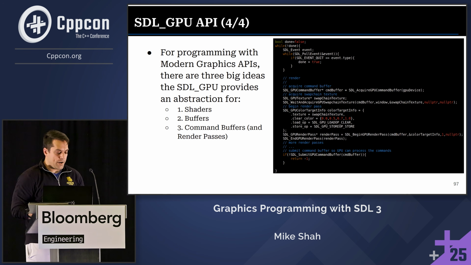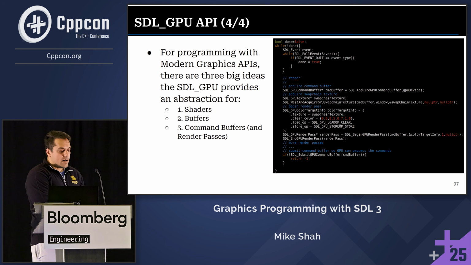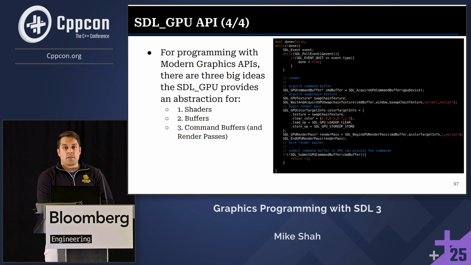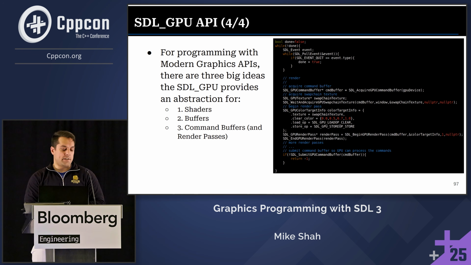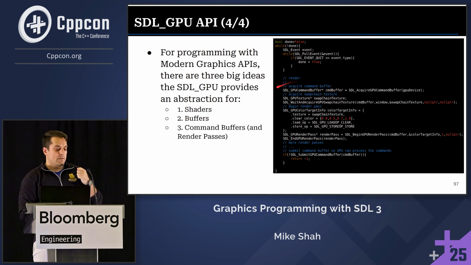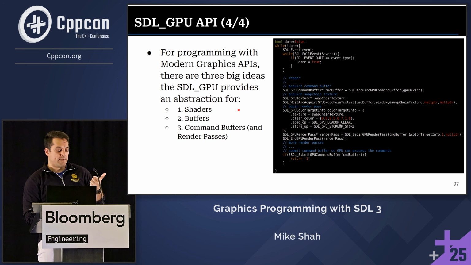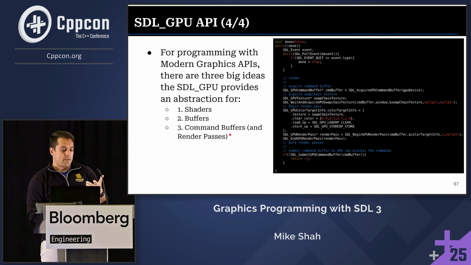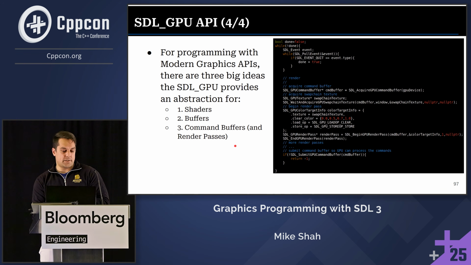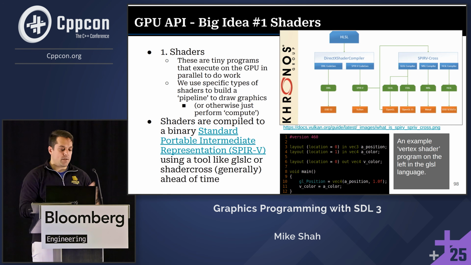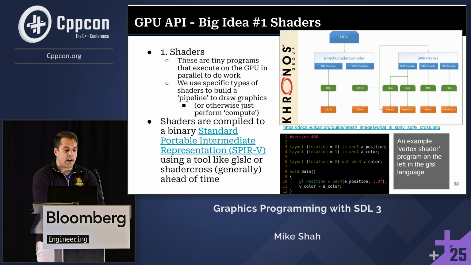Okay, so with that in mind, for modern graphics programmers, there's really three big ideas or three abstractions that I like to break it down into. The first is shaders, buffers are the second, and the third is this idea of a command buffer, which will include our rendering passes and other things.